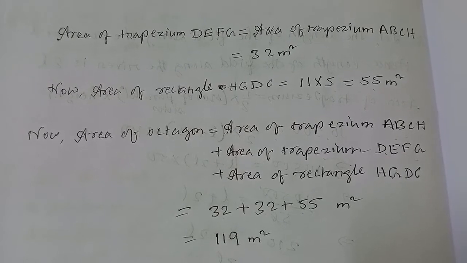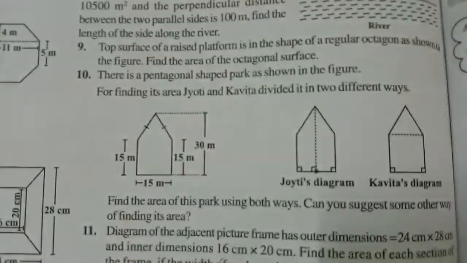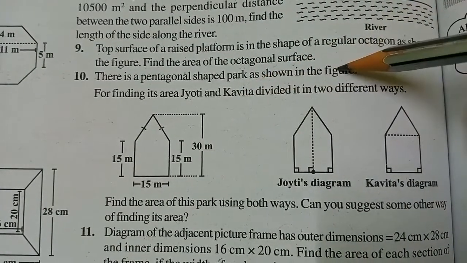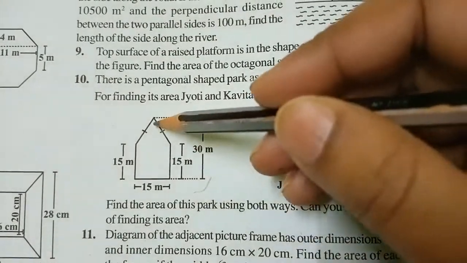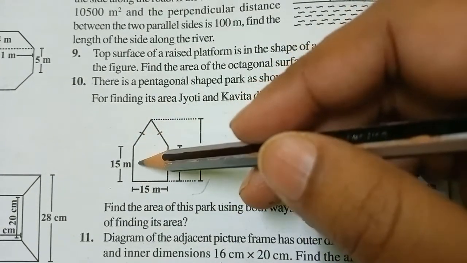Okay. Now the next question. What is given? There is a pentagonal shaped park as shown in the figure. So this is the figure. This is a pentagon. A pentagon has 5 sides. So this is a pentagonal shaped park.